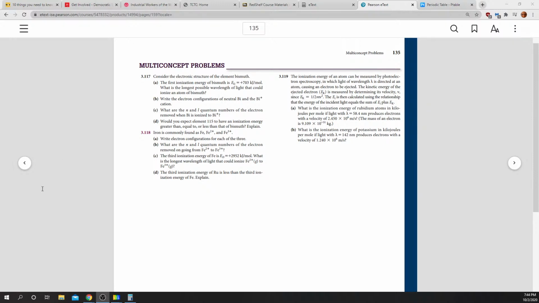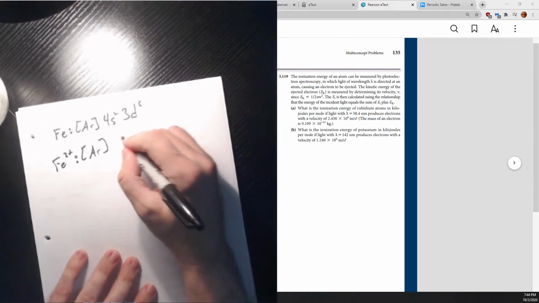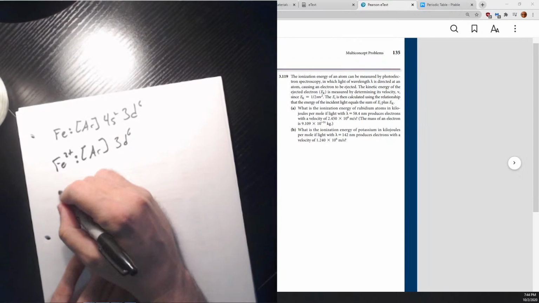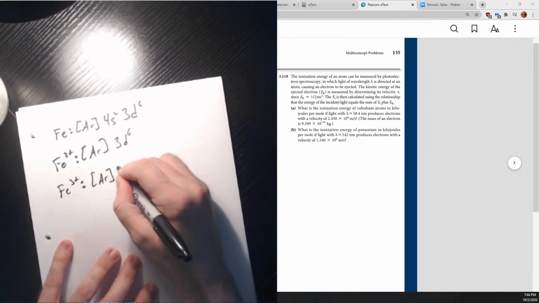Iron 2 plus is argon. Again, you can't see what I'm writing. Okay, I gotta get... Boop. Is argon, 3d6. And iron 3 plus is argon, 3d5.